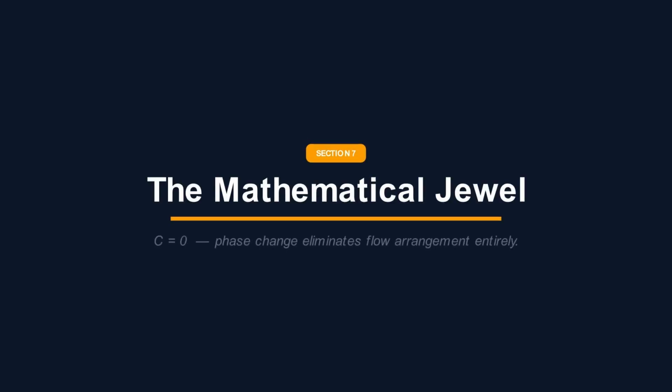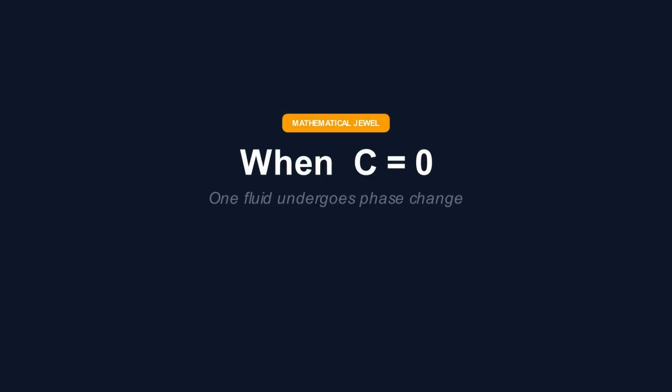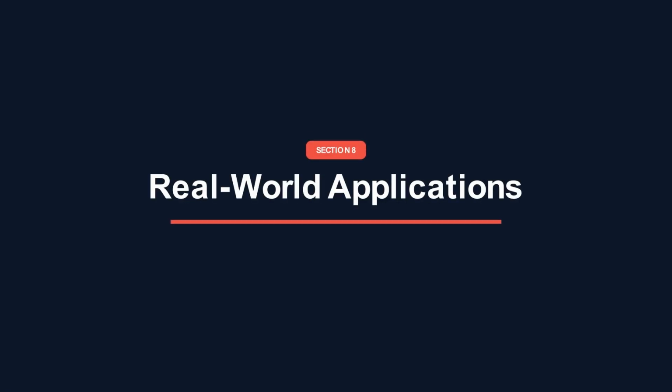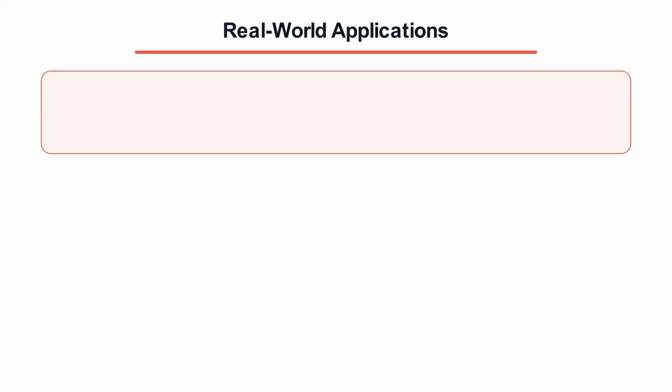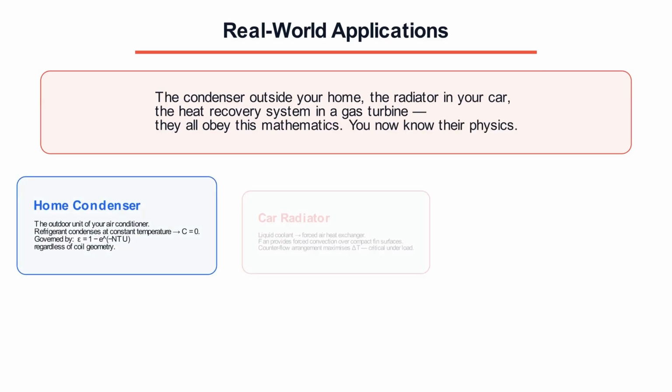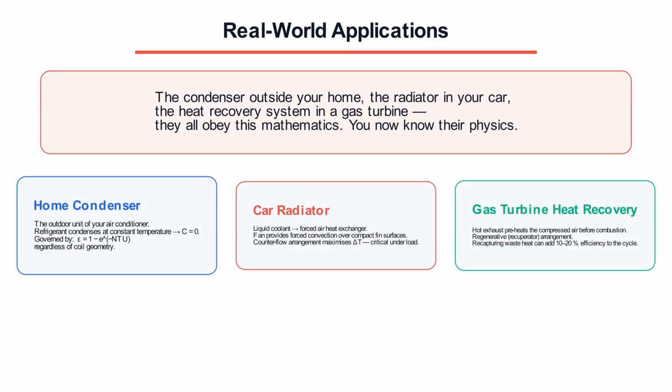And hidden inside the NTU method is a mathematical jewel. When C equals 0, when one fluid is undergoing phase change, every flow arrangement collapses to the same formula. Epsilon equals 1 minus e to the negative NTU. The physics of phase change is so dominant that nothing else matters. The condenser outside your home, the radiator in your car, the heat recovery system in a gas turbine, they all obey this mathematics. You now know their physics.